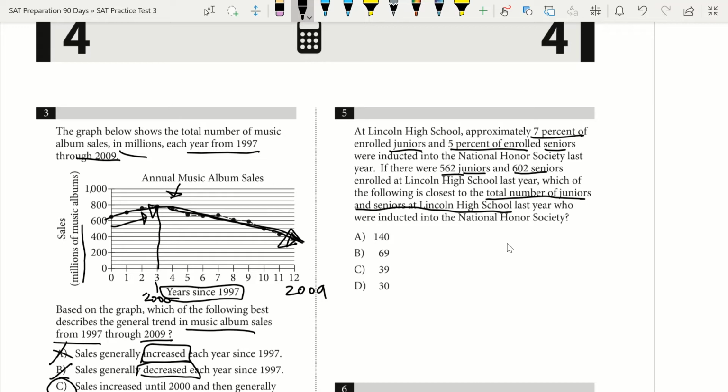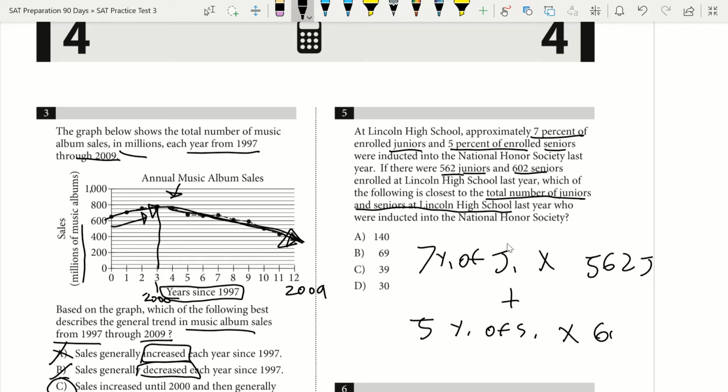So the key thing I'm looking at here is the total number of juniors and seniors. So I need to do my 7% of juniors, right? I'll do 7% of J times however many juniors there were. It says that there were 562, so times 562 juniors. Yep, it was 7% of juniors. Then we have 5% of seniors, so 5% of seniors multiplied by the 602 seniors, right? And then I'm going to add those together.